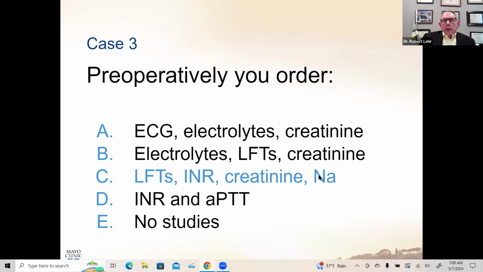And the reason for that combination of tests is that those are the elements that you need to put into your phone or your computer so that it can calculate a MELD score. And the MELD is the model for end-stage liver disease, which was developed for patients who are going to have liver transplants. But it has been shown to correlate very well with postoperative morbidity and mortality.